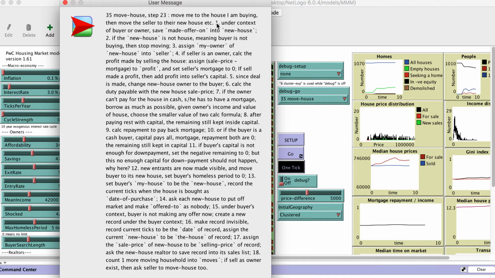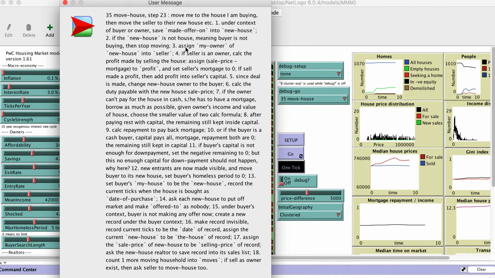How do we do it? First of all, we are looking at the buyer, which is the owner, and we will look at its made offer on property, which is which house the buyer wants to buy. And that house is a new house. We define it as a new house. And if the new house is actually not a house, meaning the buyer is not actually buying, the buyer does not need to move. Okay, of course. He's not buying a house, how could he move?